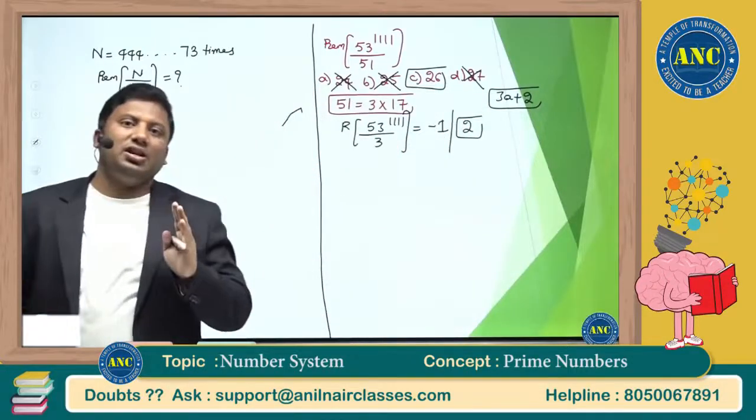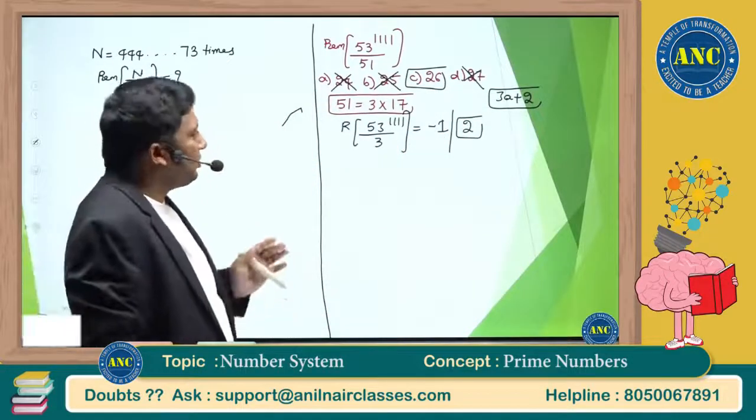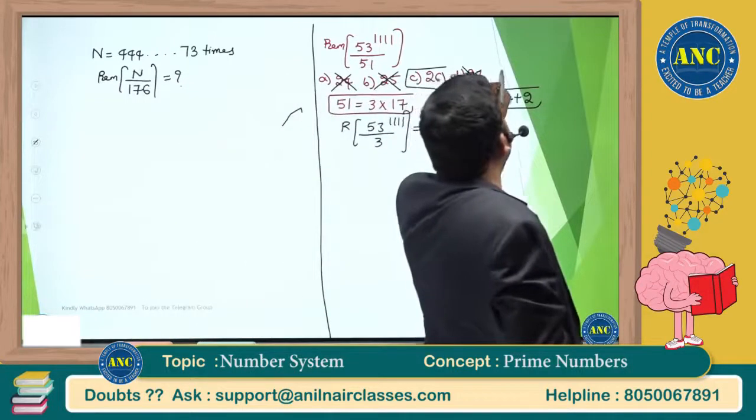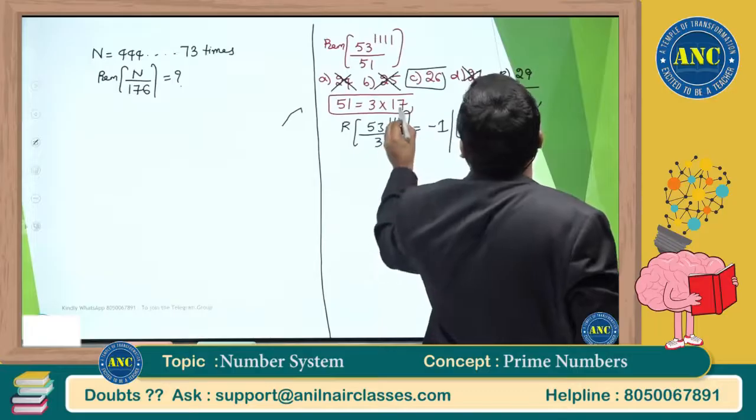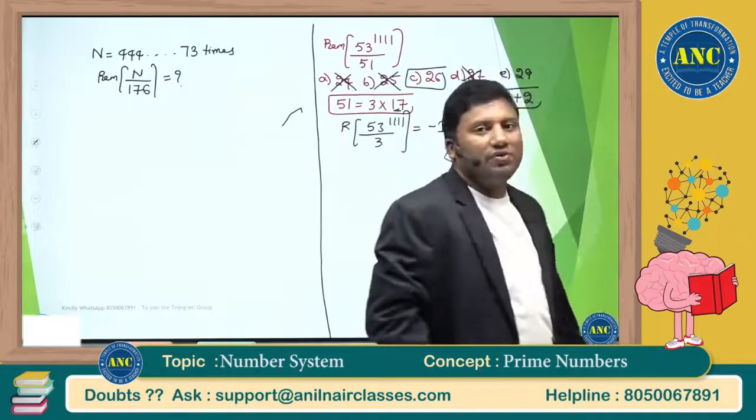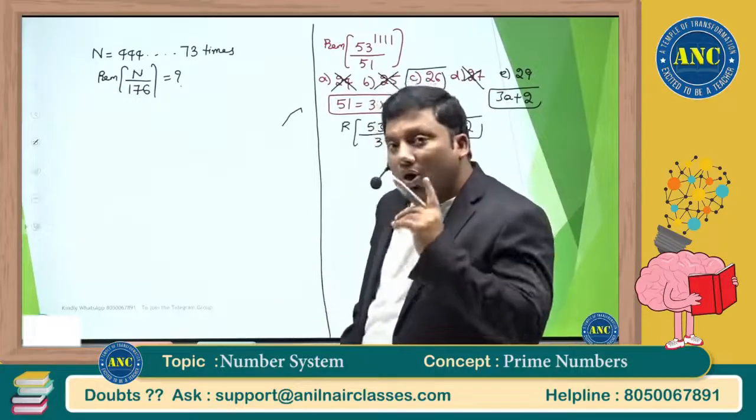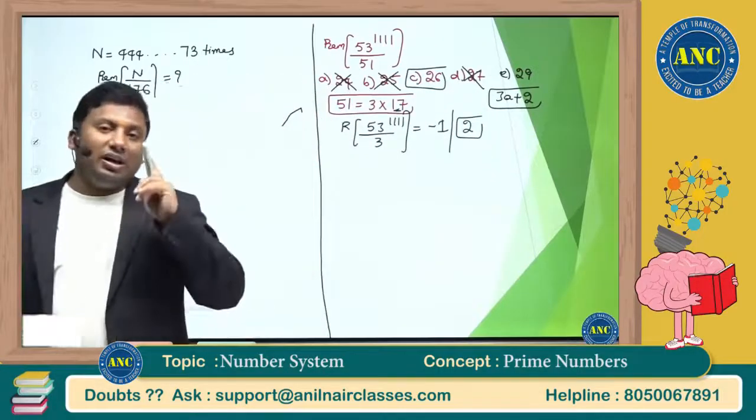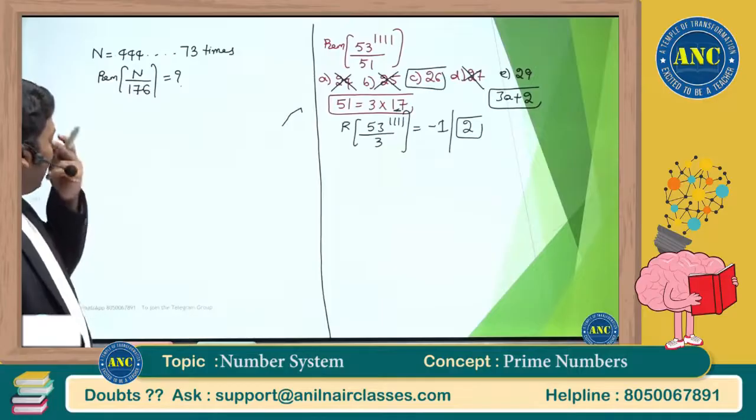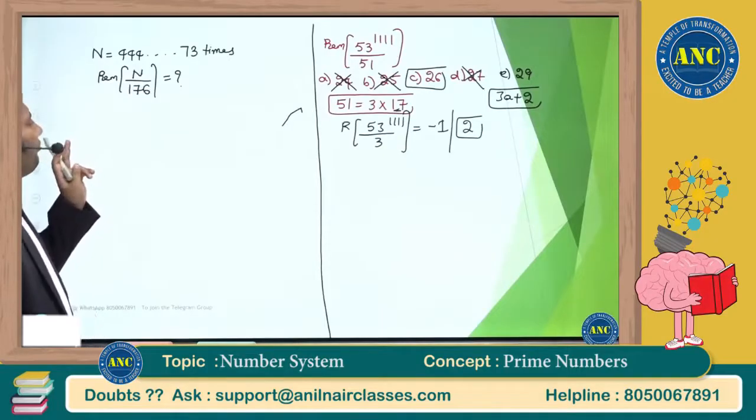If answer options are there, keep an eye on the answer options. If there is another answer option, for example 29, then do it with 17. Because I removed all the answers, we are equating and finding the value. But if answer options are there, keep an eye on the answer options.